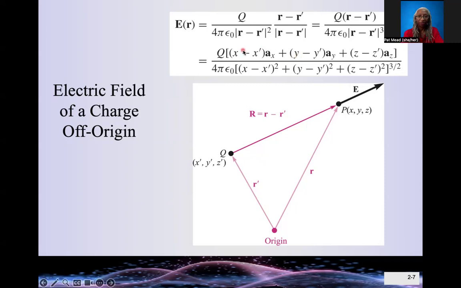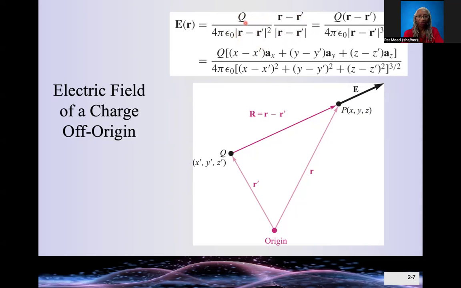Okay, so those things are true. If we were to write that out, because the author has given us x prime, y prime, z prime for the source of our electric field, and x, y, z for the point at which we want to compute the electric field, we know that it's going to be Q over 4 pi epsilon naught, r minus r prime divided by the magnitude of r minus r prime squared, and then divided by the magnitude of r minus r prime. So this part right here is where we get our unit vector, and this is where we get the magnitude of our electric field.